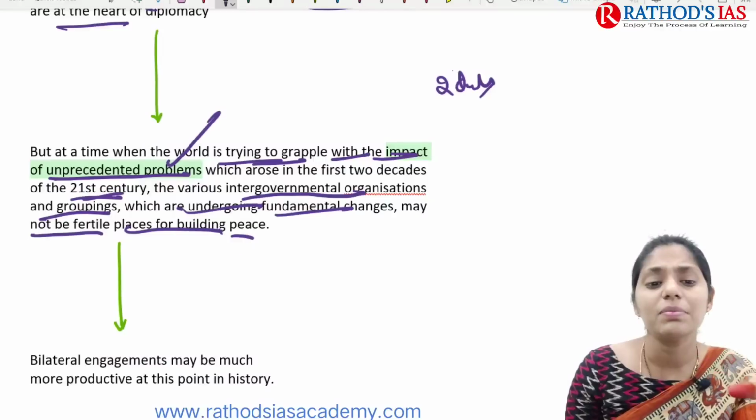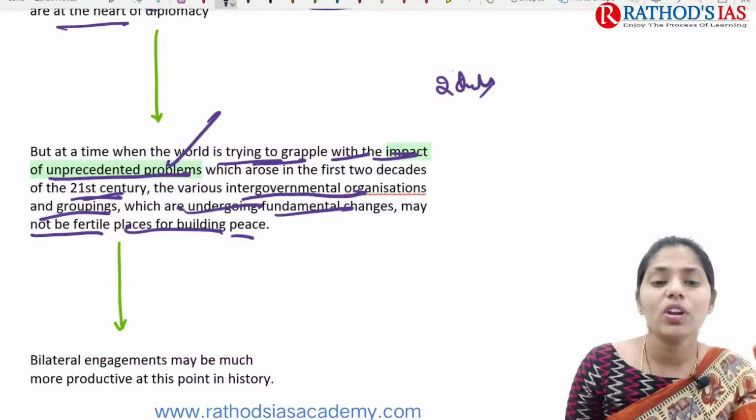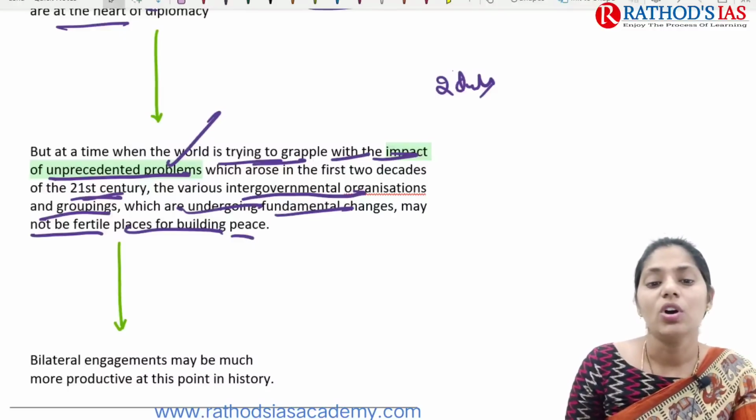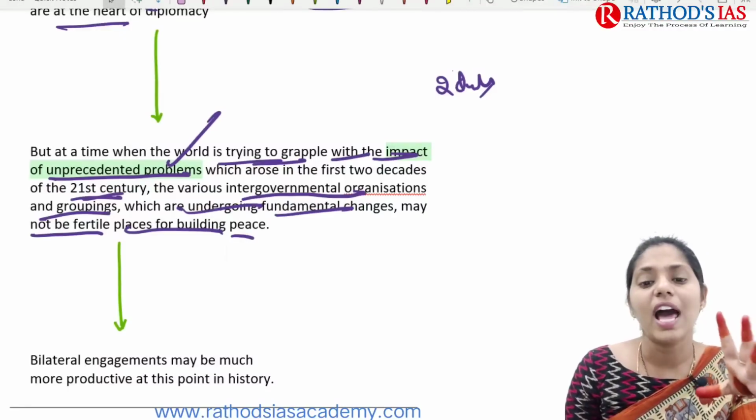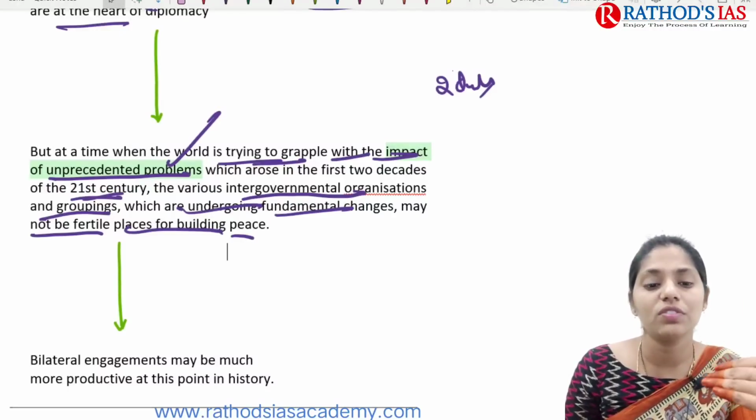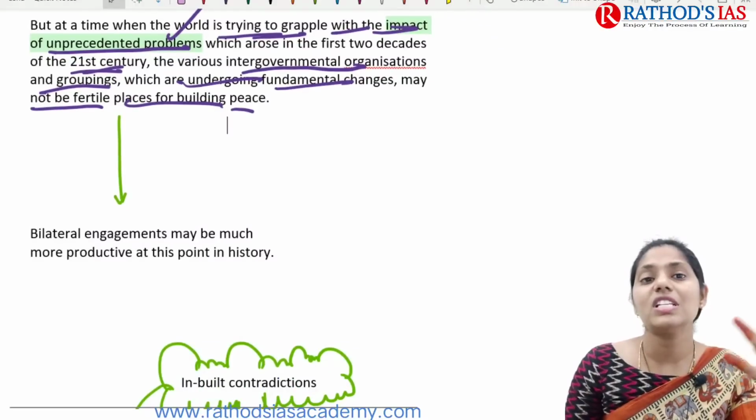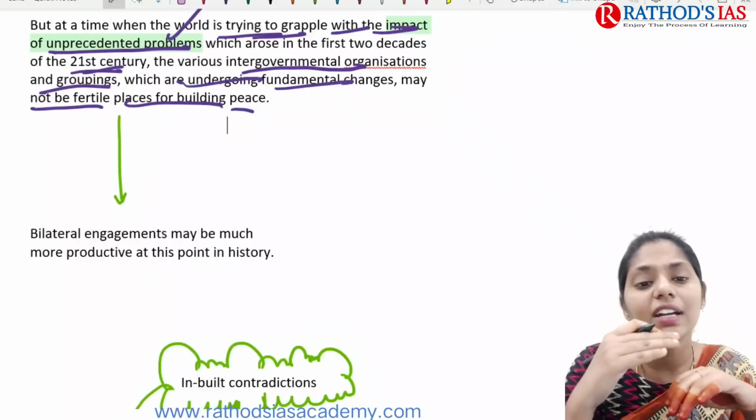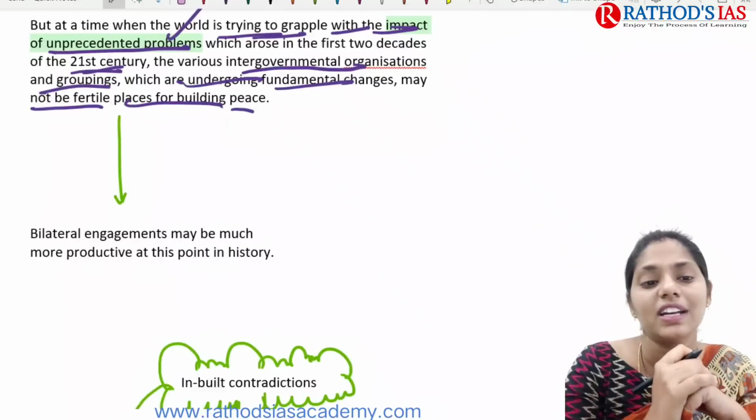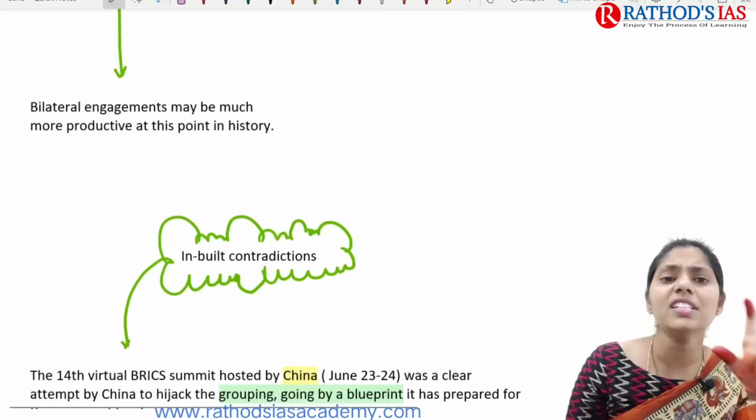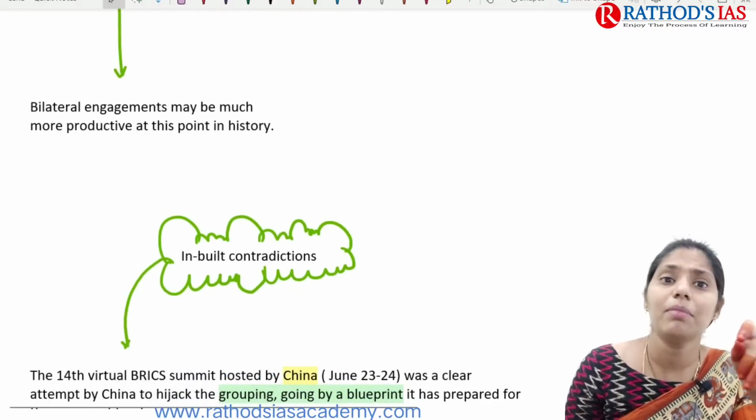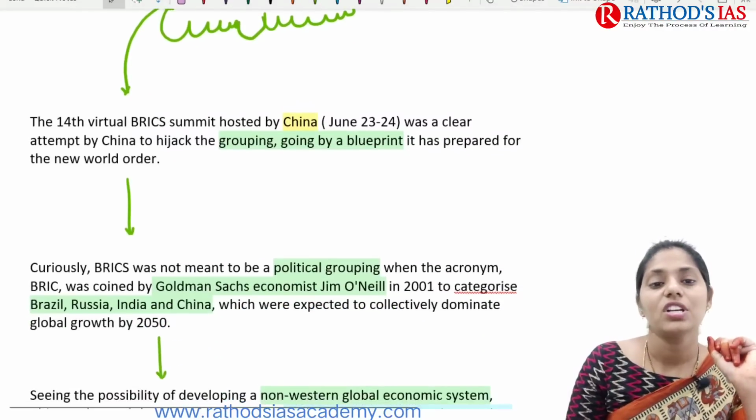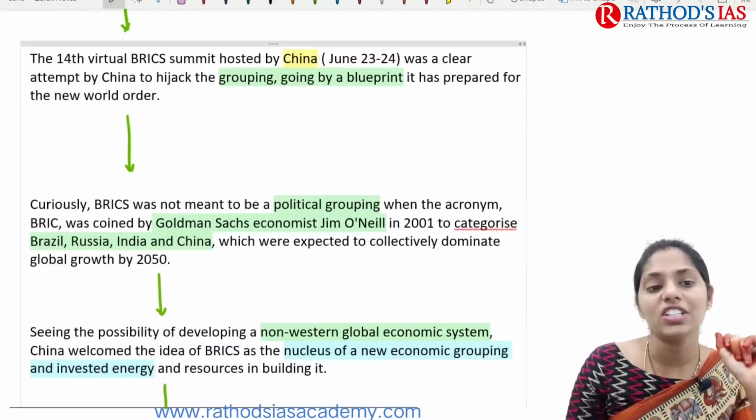So what does this statement mean? Whenever there is some impact seen because of unprecedented problems that we are facing in the first two decades of this 21st century, the various intergovernmental organizations and groupings are mainly undermining these fundamental changes. And in this context, bilateral agreements may be much more productive compared to multilateral organizations. So we are talking about inbuilt contradictions here.